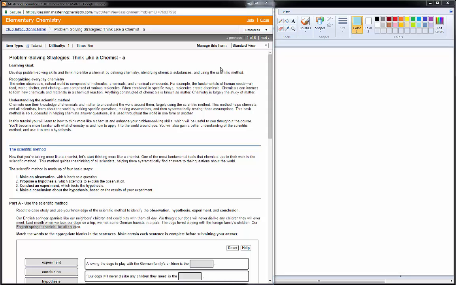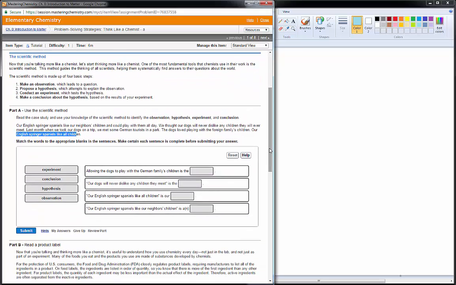So here we are. We've got 8 questions in this particular homework set, and we're looking at Introduction to Matter and the way science works. And our first question is talking about thinking like a chemist. And I'm going to presume that you've read through all of this, so we're just going to look at the problems themselves. So here we are. Our first question, scientific method.